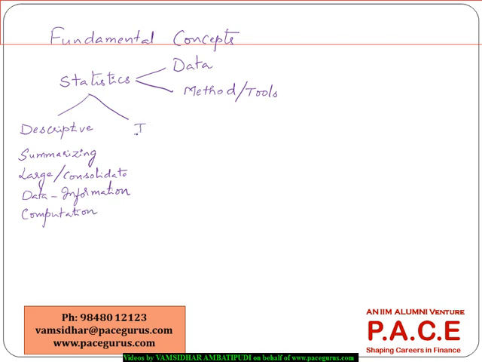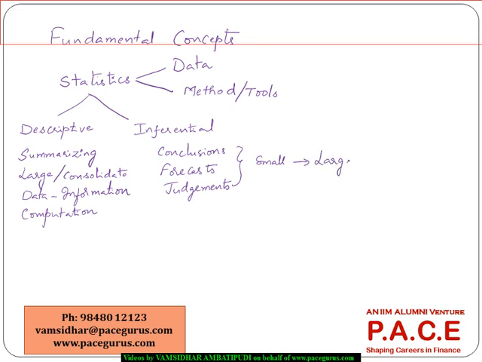Whereas when I am talking about inferential statistics, my intention is to make some kind of conclusions from the data that the descriptive statistics has given me. I may have to make conclusions, forecasts or judgments about the data, where I take a small set of data and try to make conclusions about the large set, which involves mechanisms like sampling and hypothesis testing.